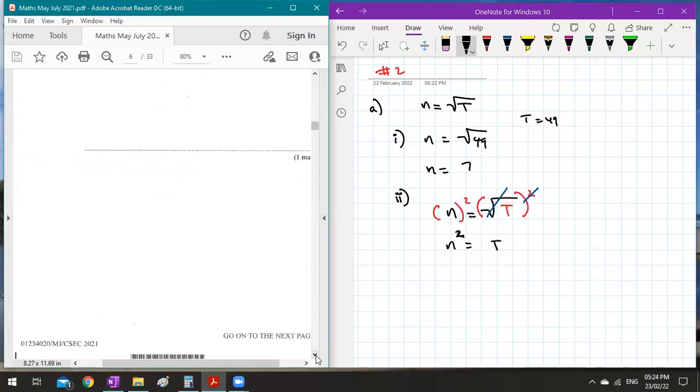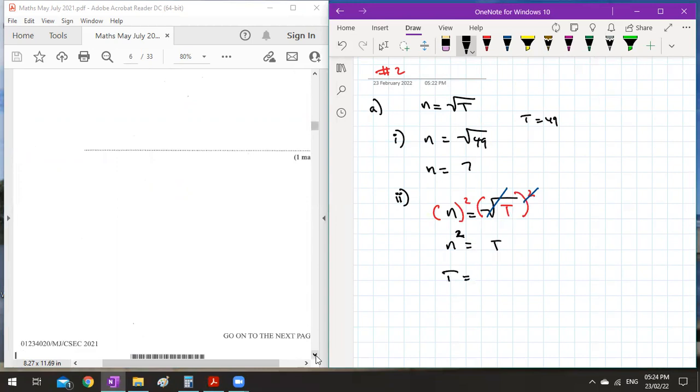Now it doesn't matter if you put t on the right-hand side or the left-hand side, because both of them will be the same.